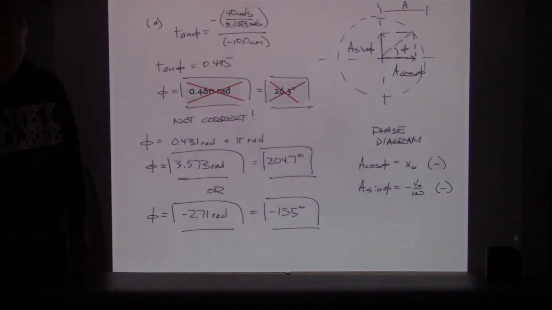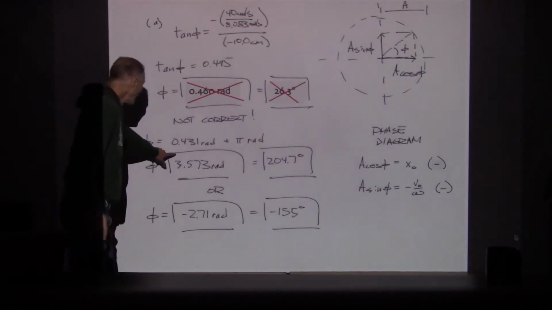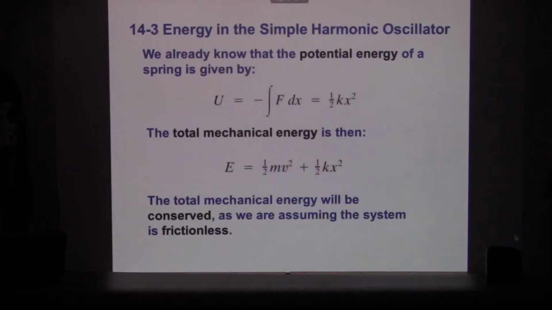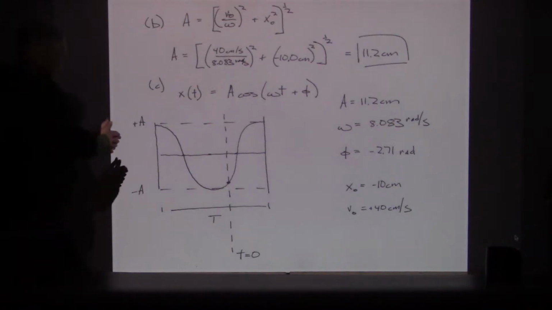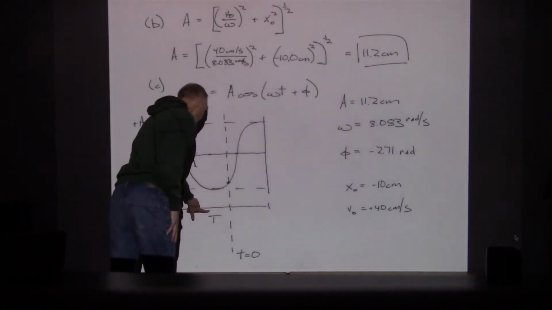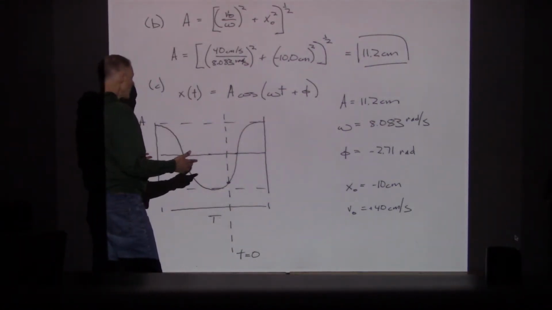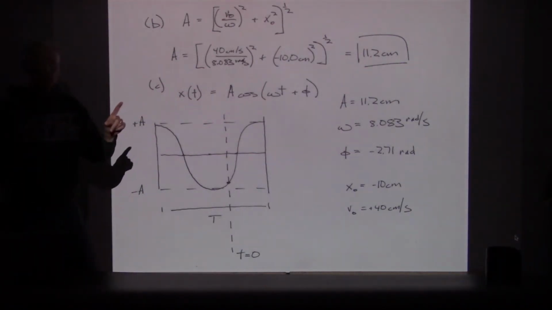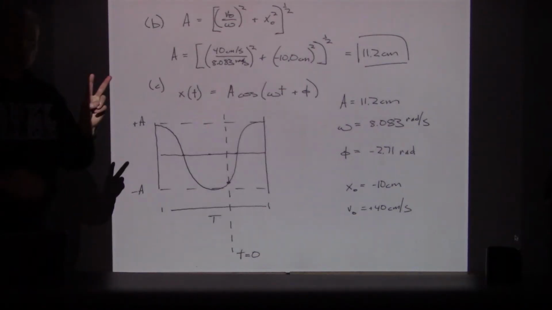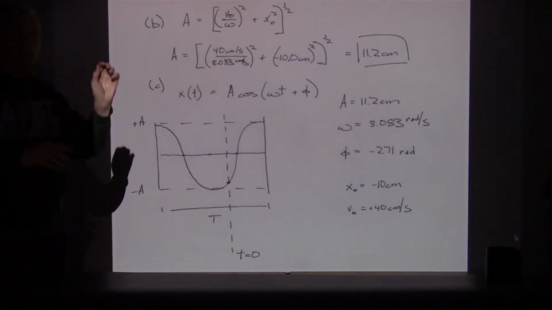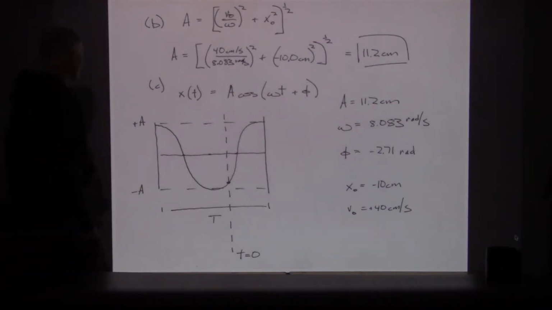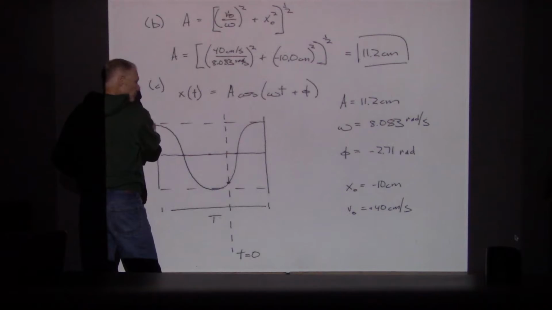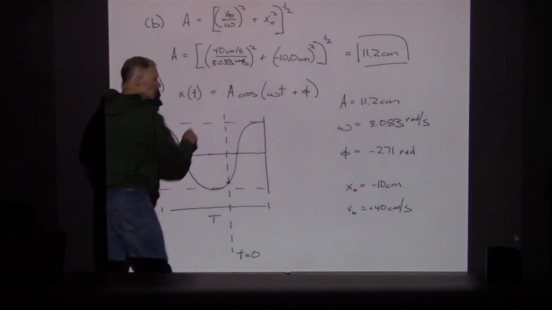It was either negative 2.71 or positive 3.57. So what this is telling us is that if this is one cycle, that's an entire period in terms of time, but you can also think of this as representing 2 pi radians. One cycle equals 2 pi radians. And if this represents 2 pi radians, then this would be the 3.57?